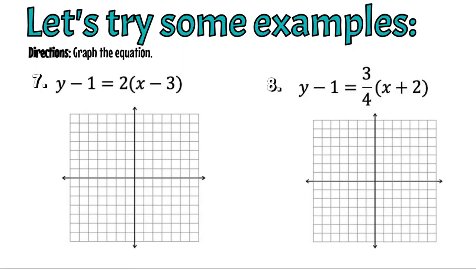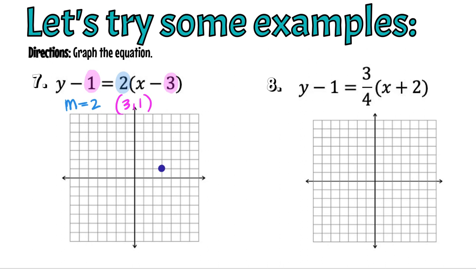So we see our equation y minus 1 equals 2 times x minus 3. From this equation, we see that our slope equals 2. Our x1 is going to be 3, and our y1 is going to be 1. So now that we've identified the slope and a point, we're going to plot the point 3, 1. And then we're going to use the slope to plot more points.